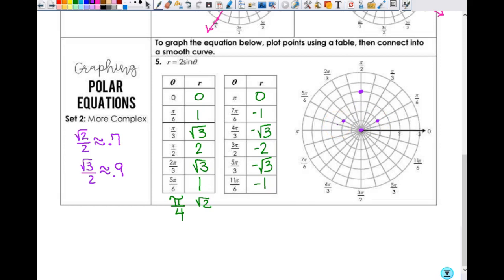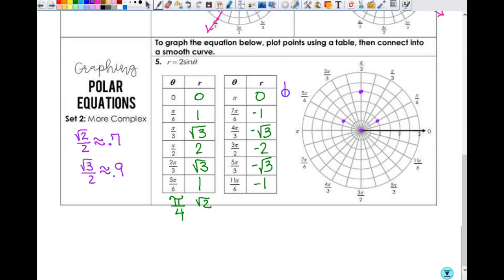All right, so then when I get to, I'm going to skip this one also. So then when I get to pi, my radius is 0. Well, I already have a point there. When I go to 7 pi 6, my radius is -1. I already have a point there. When I go to pi halves, it's -1.